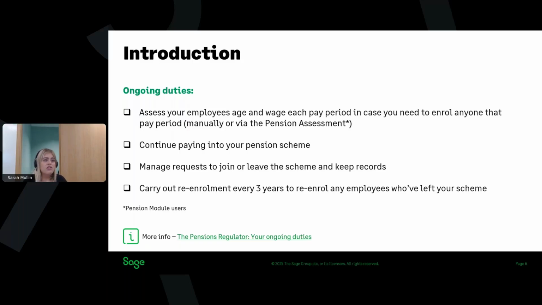And just on the topic of opting out, every 3 years, you will need to re-enroll any employees who have previously opted out. And that's known as your cyclical re-enrolment. But we do cover that in a separate webinar as part of this pension series. So if you do need to know a bit more about cyclical re-enrolment, then definitely get signed up for that.